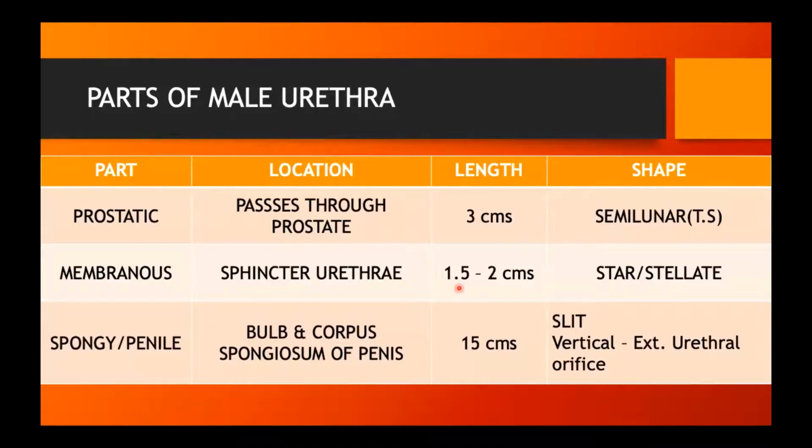And the spongy or the penile urethra is traveling in the bulb as well as the corpus spongiosum of the penis, and it is the lengthiest among the three. It is having 15 centimeters in length. In transverse section it looks slit shaped, a horizontal slit, and at the external urethral orifice.